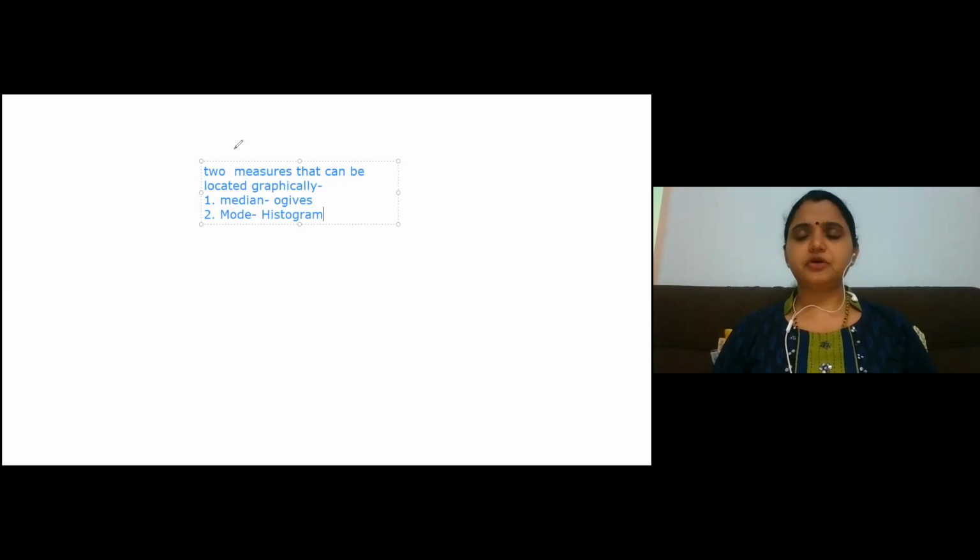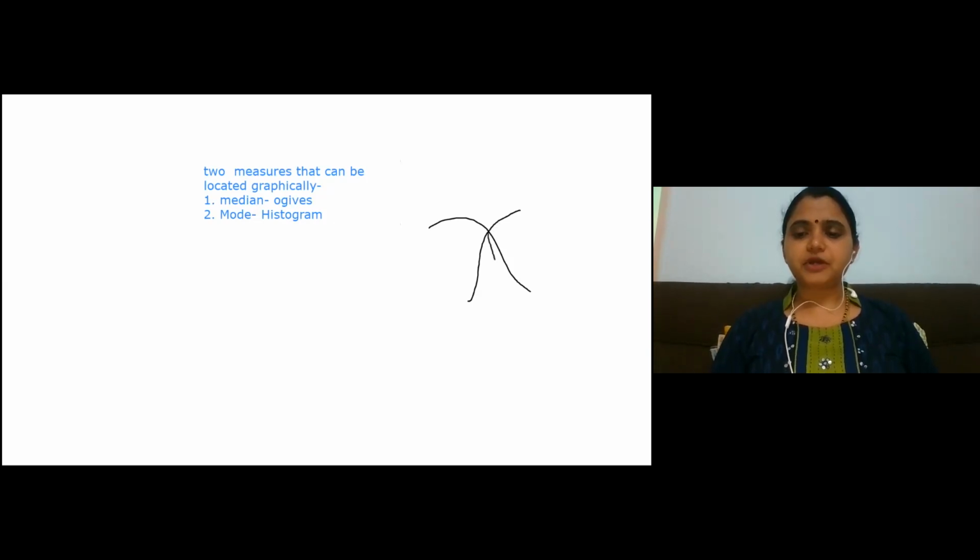You plot both the ogives, and from the point of intersection of the ogives, if you drop a perpendicular to the x-axis, you get the value of the median. That's how we find the median, the value where the perpendiculars meet. But we don't have to go into all those details.